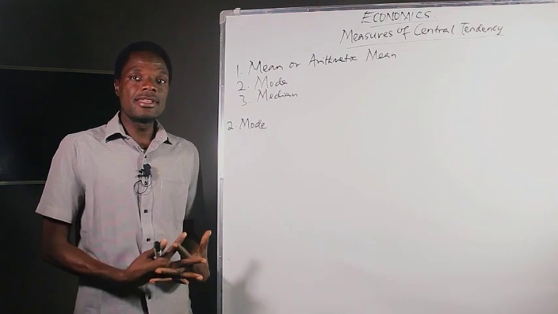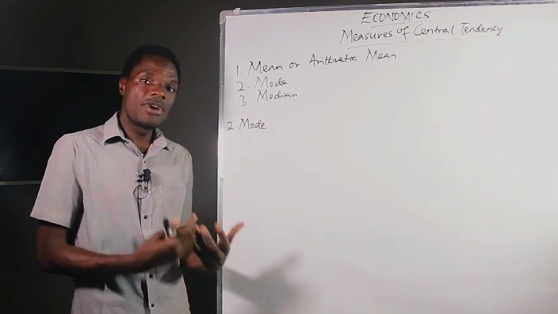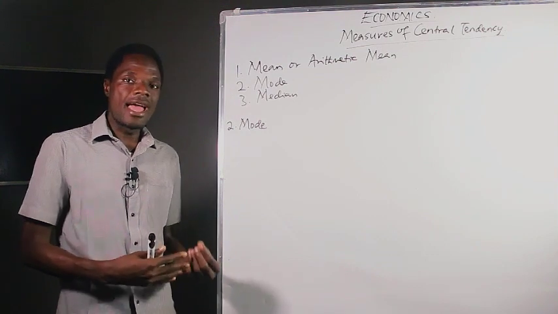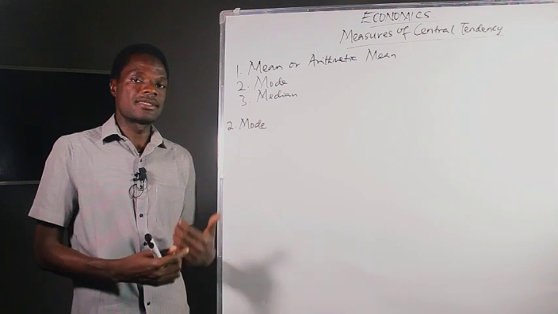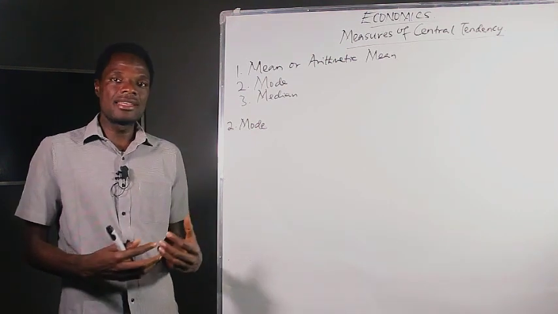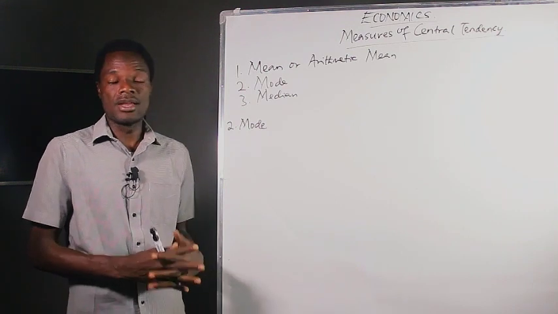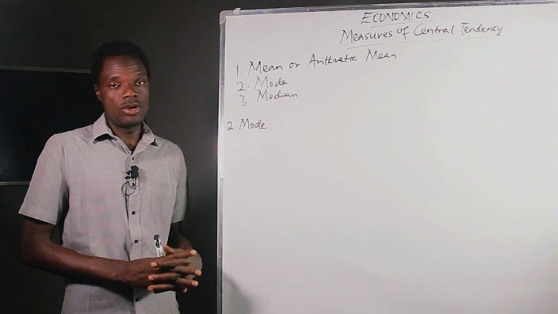Now, the next thing is mode. When we say mode, we mean the most frequent value of an observation. Any item that appears more than others is referred to as the mode. Or it can also be defined as any item that has the highest frequency. And we know that frequency is the number of appearances of each item of an observation.